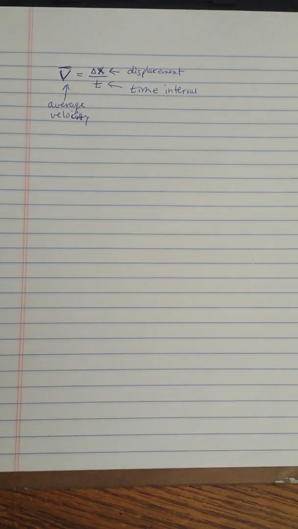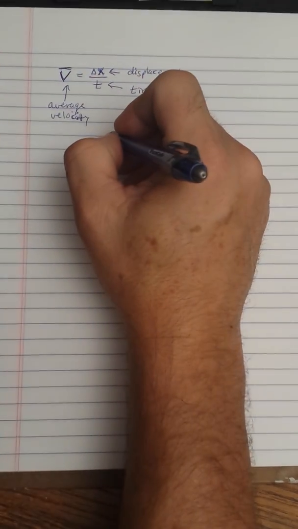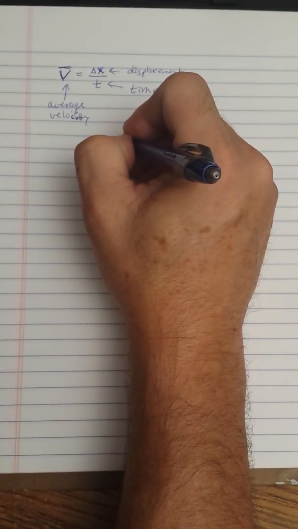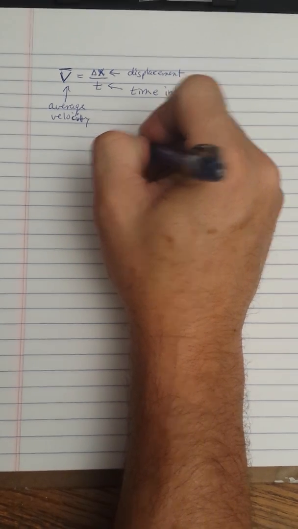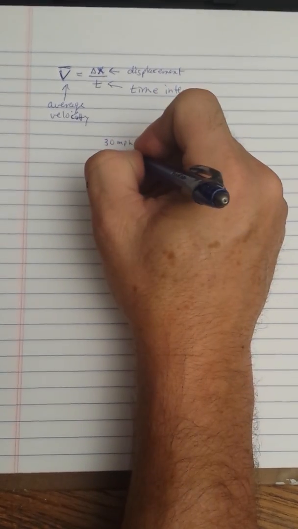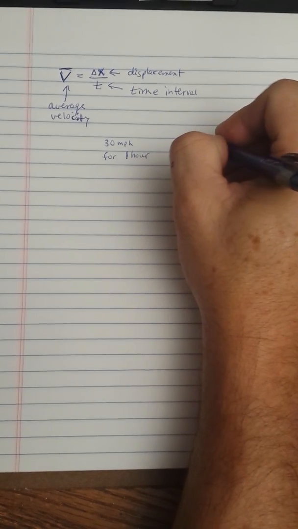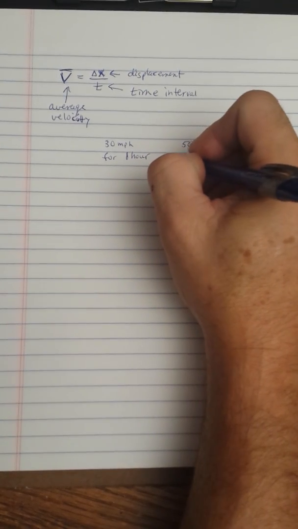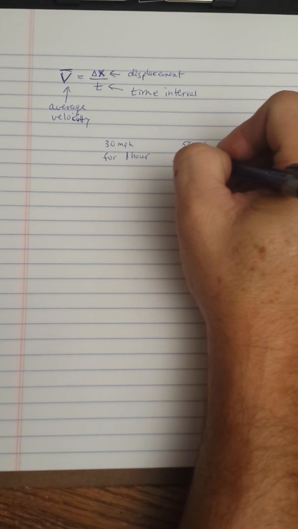Okay, so this is a formula that does work. There have been several instances in class where I've given you different situations and asked what the average speed is. One example we could give is something like, we're going to go 30 miles per hour for 1 hour, and then we go 50 miles per hour for 4 hours. What is the average speed?